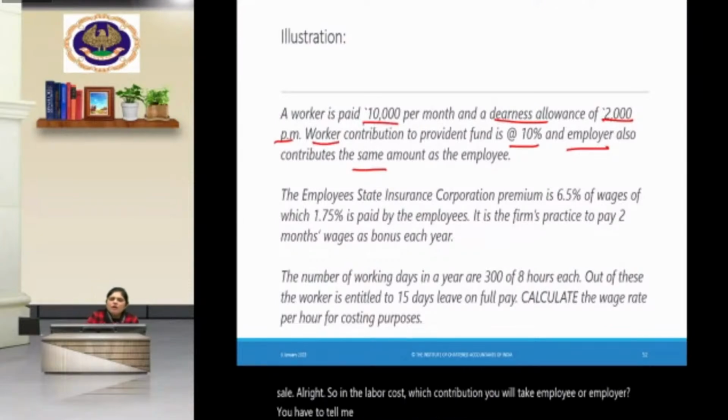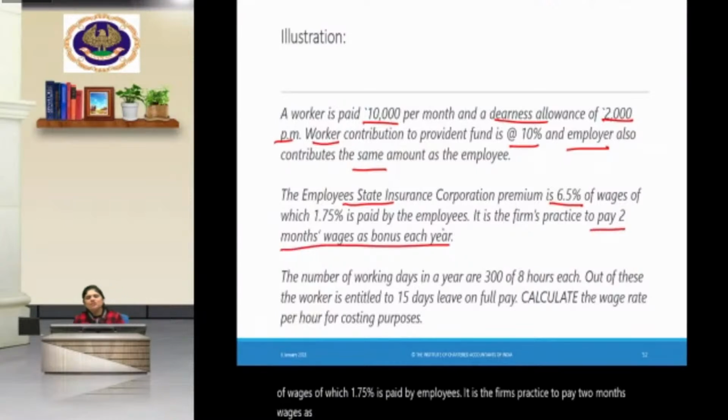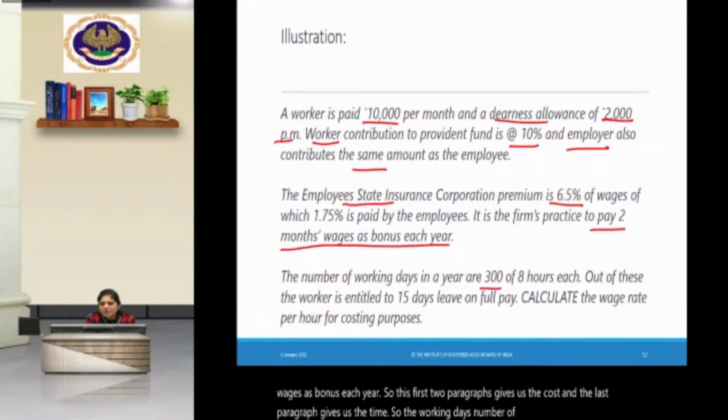All right. Now, employees' ESI contribution is also there. Premium of 6.5% of wages, of which 1.75% is paid by employees. It is the firm's practice to pay 2 months' wages as bonus each year. So the first 2 paragraphs give us the cost, and the last paragraph gives us the time. The number of working days is 300 of 8 hours each.